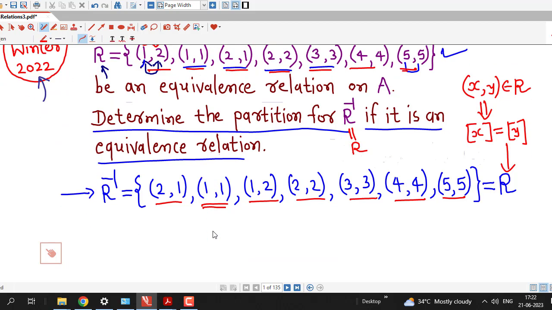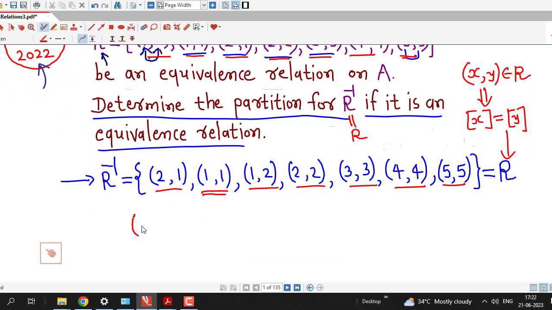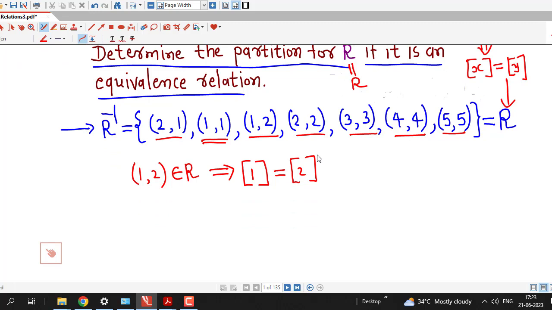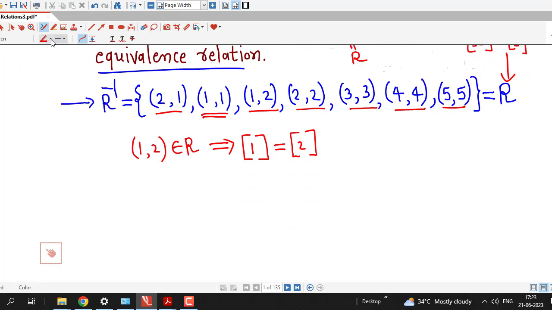So here also we can observe that the ordered pair (1, 2) belongs to R. This implies the equivalence classes of 1 and 2 must be the same, and the other ordered pairs are (1, 1), (2, 2), (3, 3), (4, 4), (5, 5). So the equivalence classes of 3, 4 and 5 will be different, and the equivalence classes of 1 and 2 will be the same because 1 is related to 2.